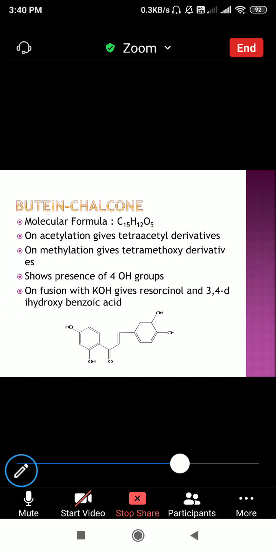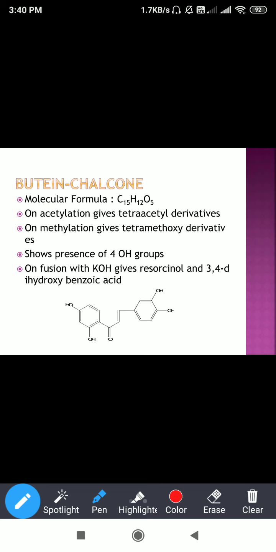Now let's see the position. On fusion with KOH, it gives resorcinol and 3,4-dihydroxybenzoic acid. The formation of resorcinol confirms that it has hydroxyl groups at positions 5 and 7, and the formation of 3,4-dihydroxybenzoic acid confirms that it has hydroxyl groups at positions 3 and 4. So this is the structure of butein, which has four hydroxyl groups present at 5, 7, 3' and 4'.